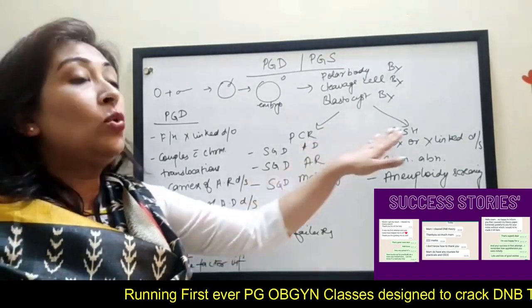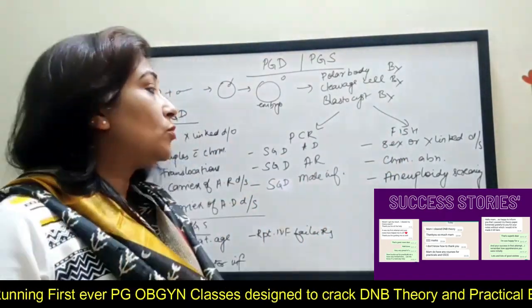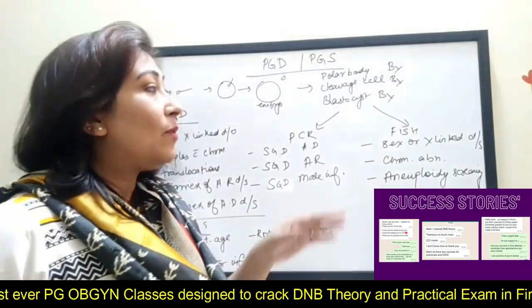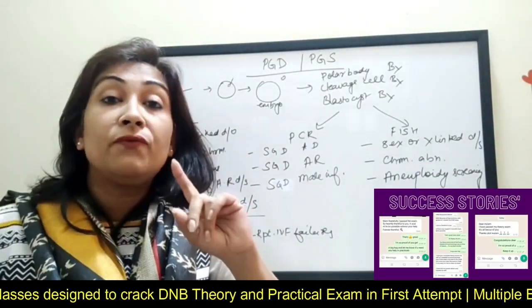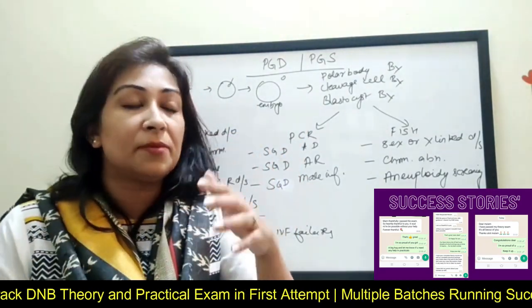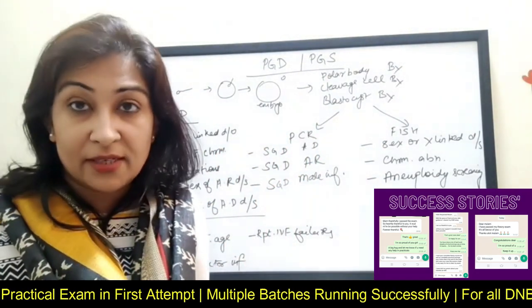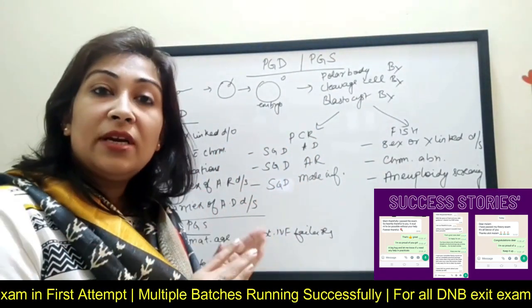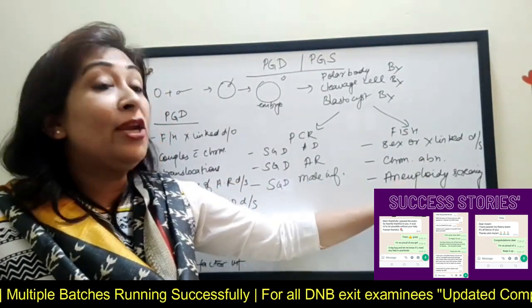So we have two kinds of tests through which these embryos go. One is the PCR testing and one is the FISH testing. I'll be taking in detail what exactly and why we do PCR and FISH tests, what is the basis and what is the principle and so on. But PCR is good in detecting single gene defects, okay? PCR is good in detecting single gene defects. FISH is good in detecting aneuploidies.